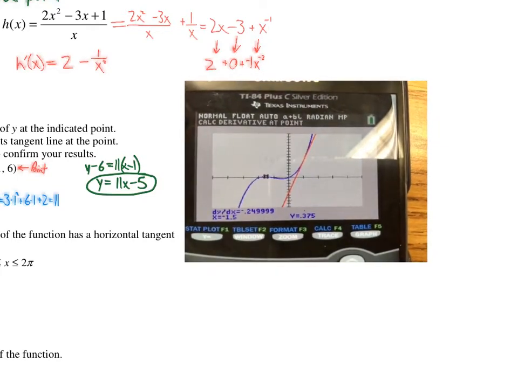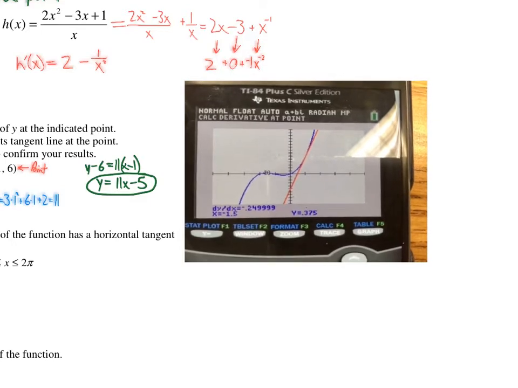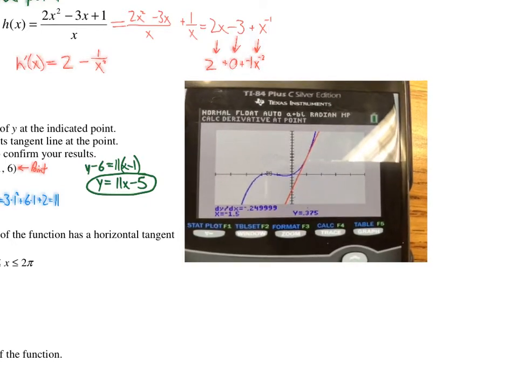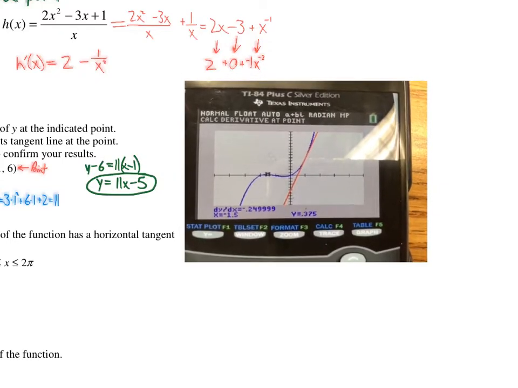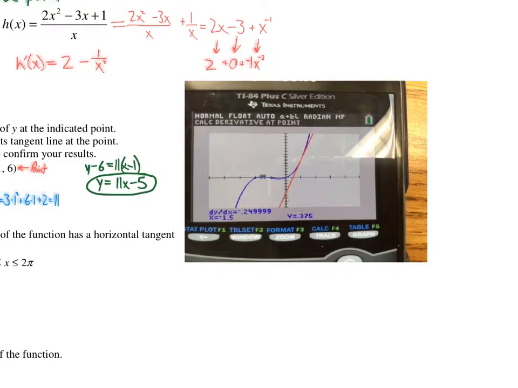And by the way, if you had a function that you did not know how to differentiate algebraically, you could always graph the function and figure out the derivative at a point this way. Okay, any questions?